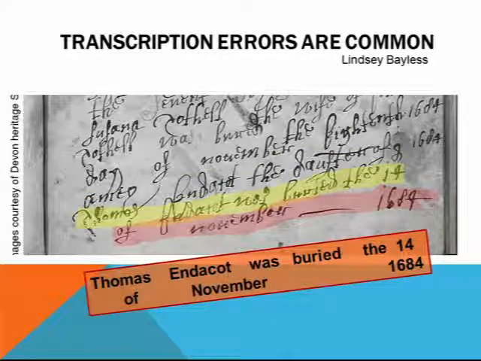If you look closely, you can easily explain the conflicting evidence. Notice that Thomas is just below Amy, and if you assume the line does not slant as much, then it would read, on the yellow line, Thomas Endicott was buried the 14th, skipping down to the red line, of November 1684. Thomas Endicott was buried the 14th of November 1684. The indexer did not account correctly for the slanted handwriting.